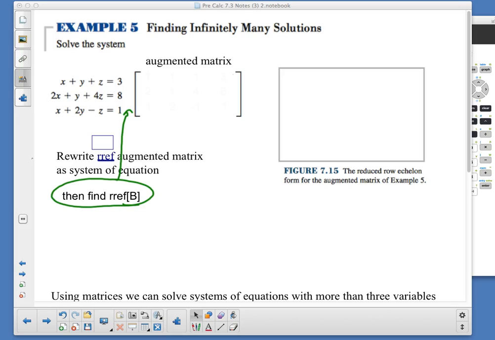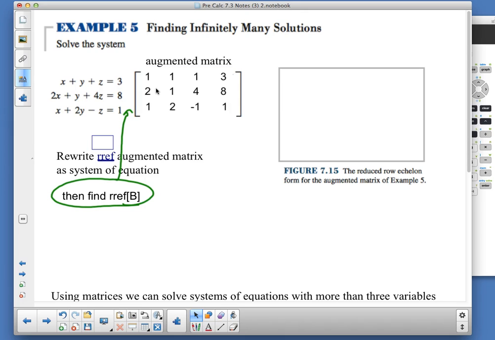So today was 7-3, day 2, example 5. Yesterday we entered this augmented matrix into our calculator, and maybe I didn't enter it in here. I thought I did. You should have 1, 1, 1, 3, 2, 1, 4, 8, 1, 2, negative 1, 1 in a spot in your calculator.